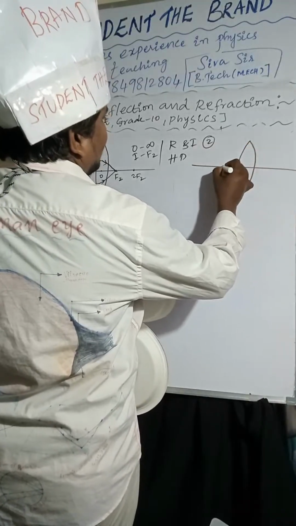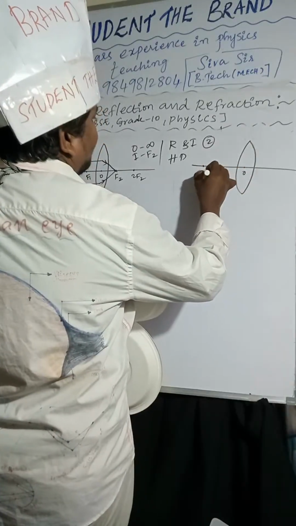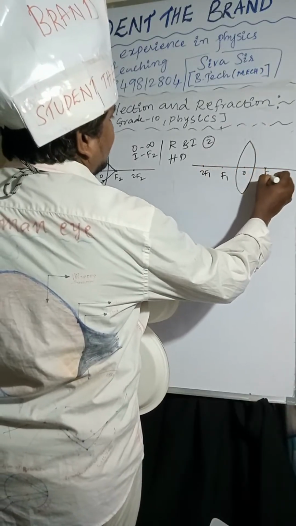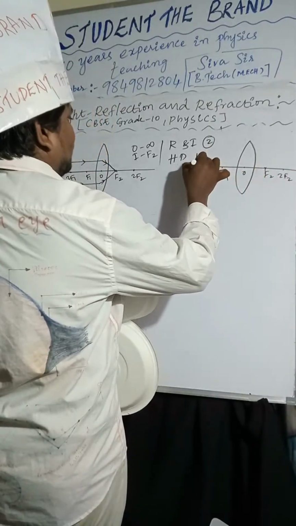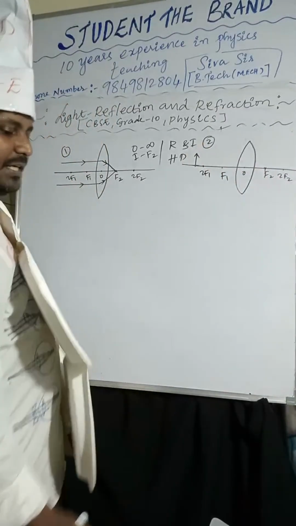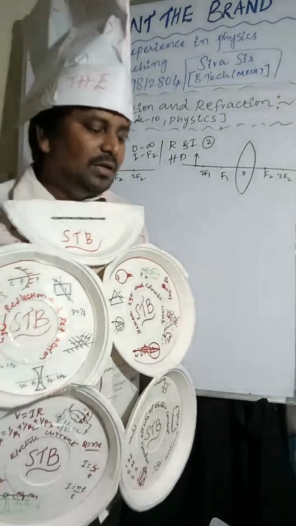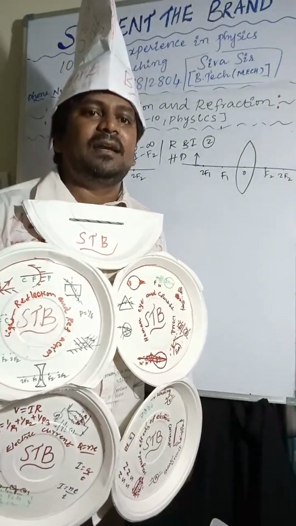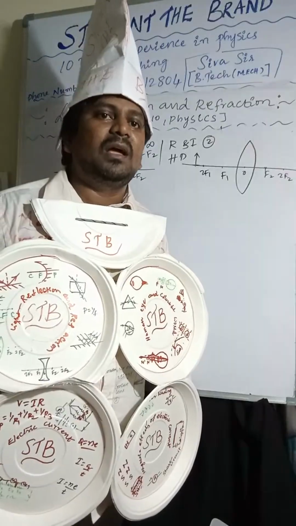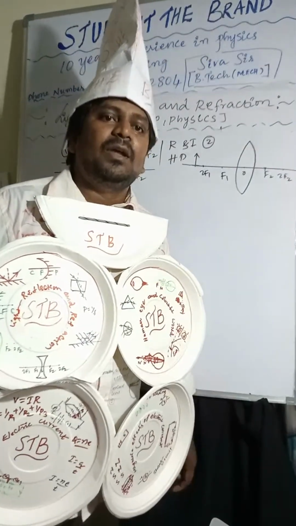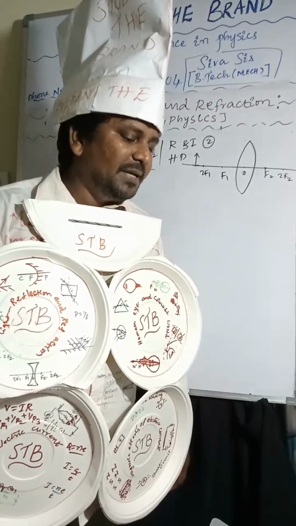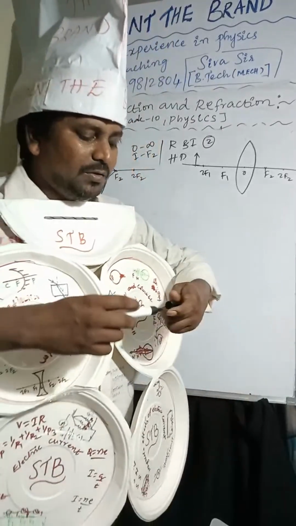Optic center, F1, 2F1, F2, 2F2. The object is placed beyond 2F1. How many light rays are required to form the image of the object? As I said, a minimum of 2 light rays are required to form the image of the object.